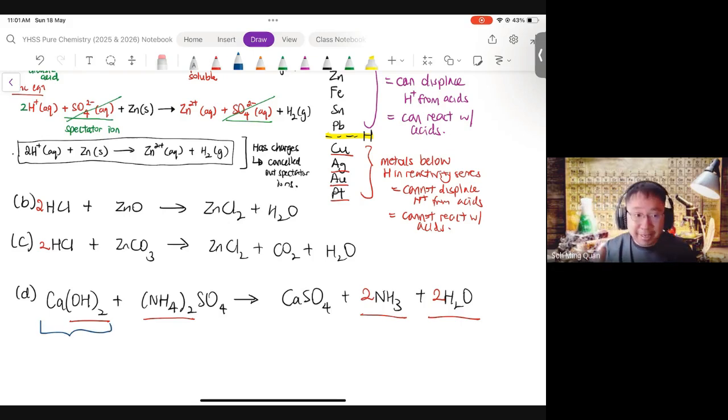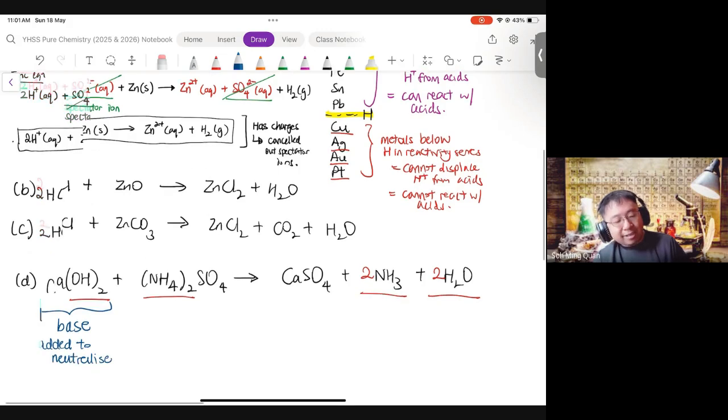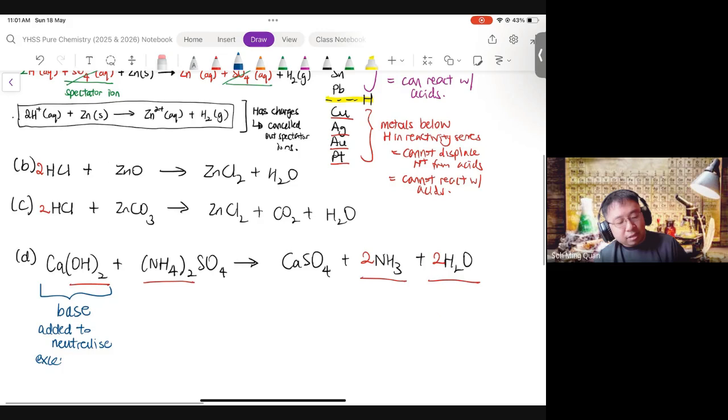We mentioned in class, calcium hydroxide is a base. We should know this because it's a metal hydroxide. So it's a base. Now, this is not just any base. Calcium hydroxide is a specific base that is added to neutralize acids, excess acids in the soil.